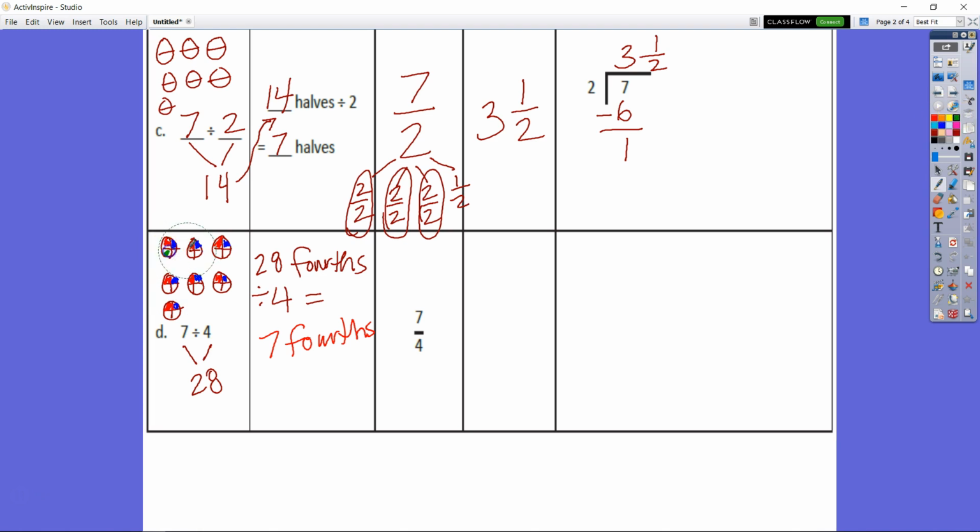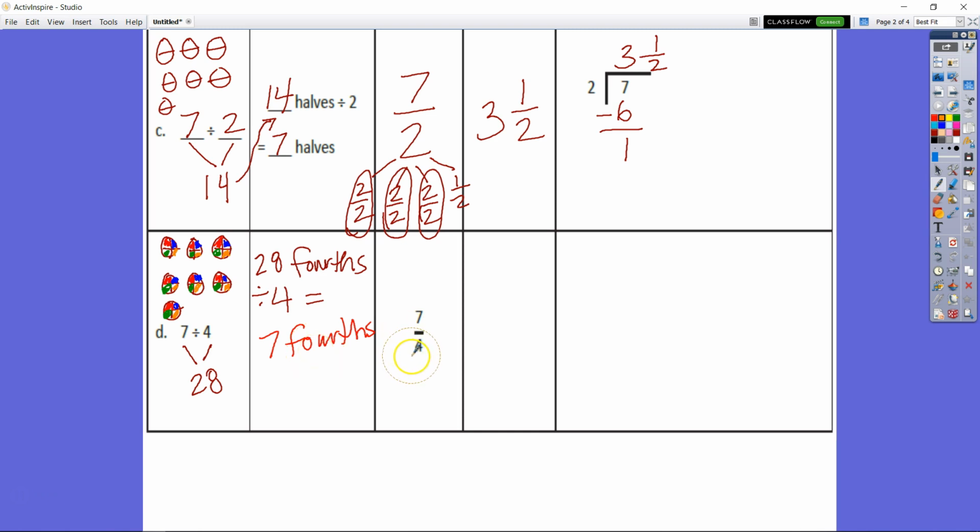Let's just go ahead and finish it up. 1, 2, 3, 4, 5, 6, 7 fourths. And last but not least, 1, 2, 3, 4, 5, 6, 7. So no matter how you look at it, 7 divided by 4 is equal to 28 fourths divided by 4, and it will give you 7 fourths.